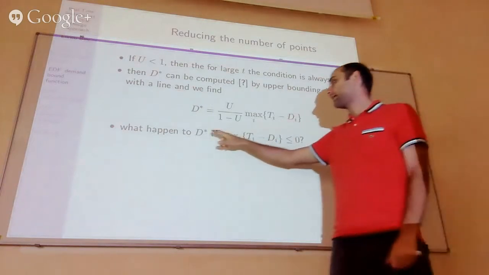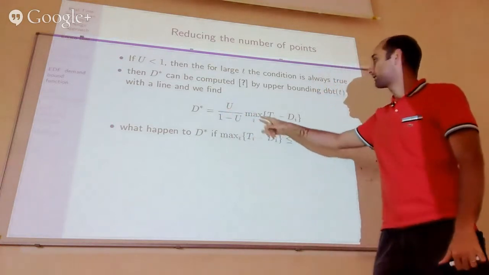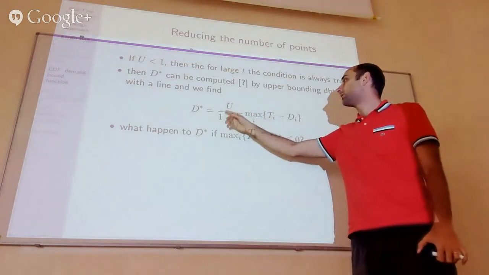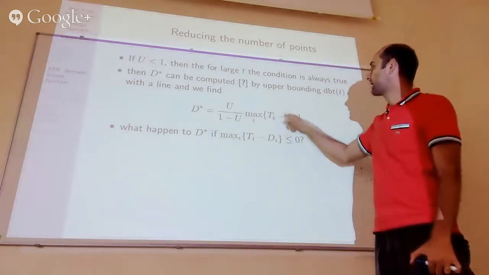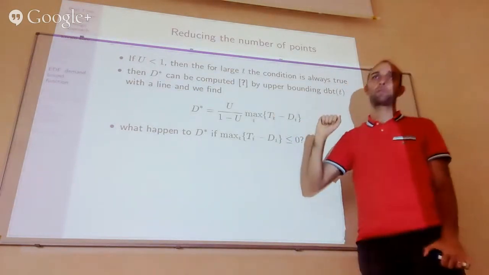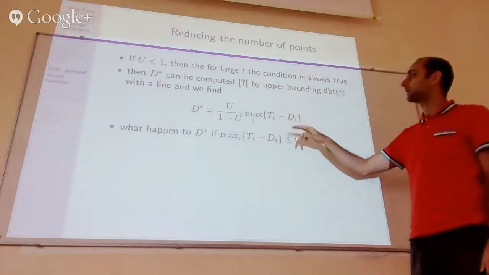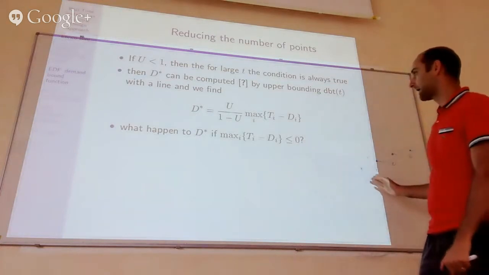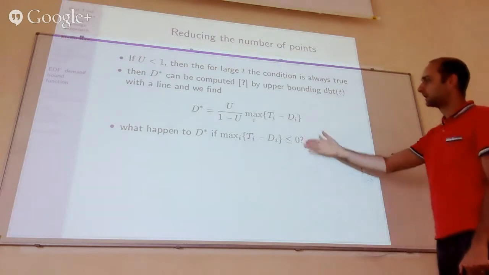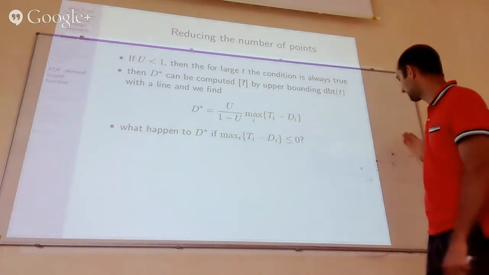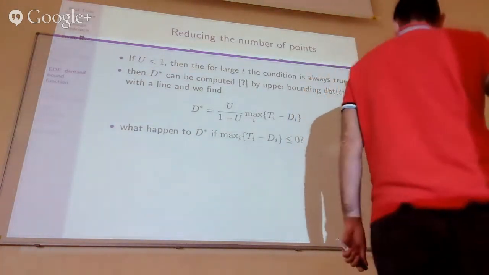Now I have a question. What happened to this star? Because here in the expression, I have the total utilization of the tasks, which appears like U over 1 minus U, times the max of T_i minus d_i. So if you do the math, you find this. Another question is, what happens if this max is less or equal than 0? Because this star is supposed to be, you know, if this is less or equal than 0, what happened to this upper bound? Have you any insight, idea?